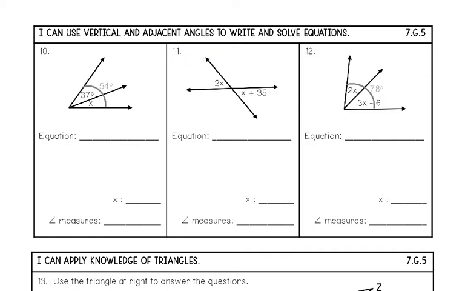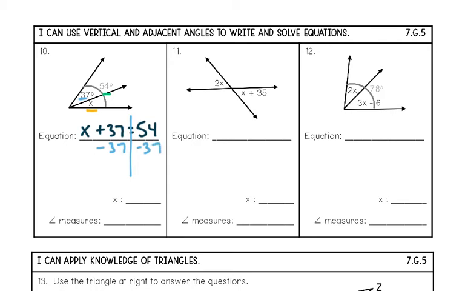So on number 10, I see that these are adjacent angles because they are side by side, and they combined make a total of 54 degrees. So x plus the 37, so yellow plus blue, combine to make the green 54 in total. This is a one-step equation. So I'm going to get rid of that plus 37 from the x, and if I do it to one side, I'm going to do it to the other side.